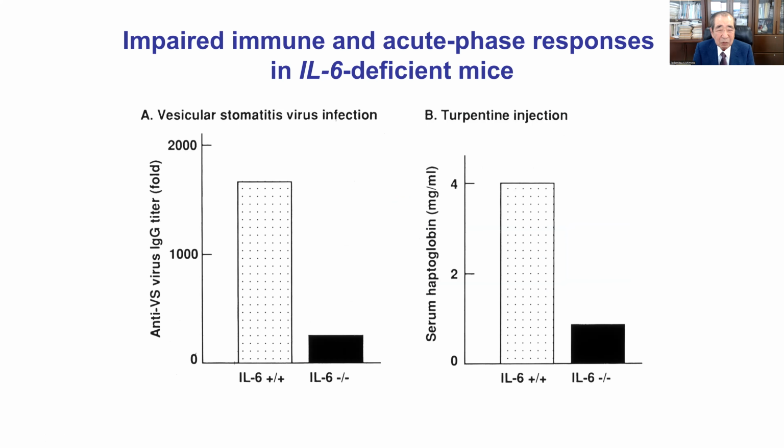And if we infect virus, the antiviral effect is impaired, as shown in this slide. And if we inject turpentine oil and induce inflammation, then the inflammatory function is very much reduced. So this molecule is responsible for antiviral antibody response as well as induction of inflammation.